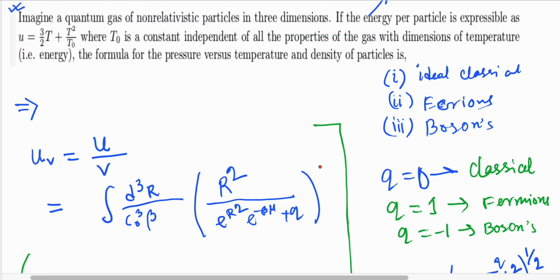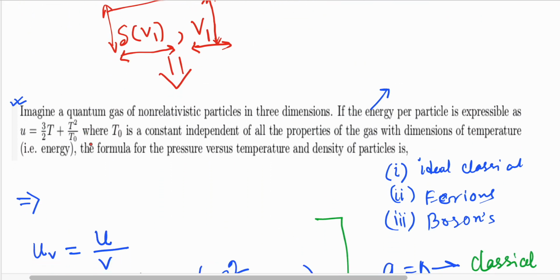Now just notice that here it is asked about a quantum gas of non-relativistic particles in 3 dimensions. Whatever the gas is, quantum mechanical gas or classical gas, it doesn't matter. As it is a non-relativistic particle, it follows the parabolic relation, that's it.